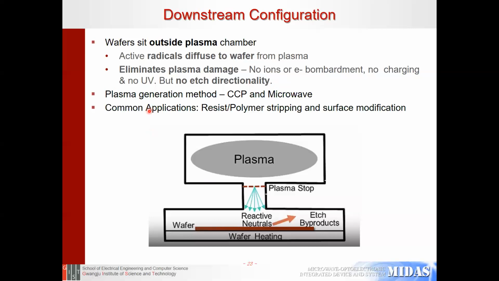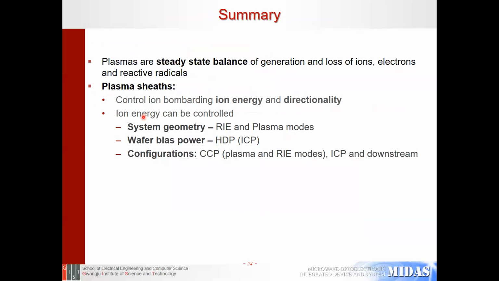In the plasma generation method, we can use the CCP method and the microwave. So there are a lot of ways we can generate plasma here. The common applications are resist polymer stripping and surface modification. So, okay, here is the summary for this part.